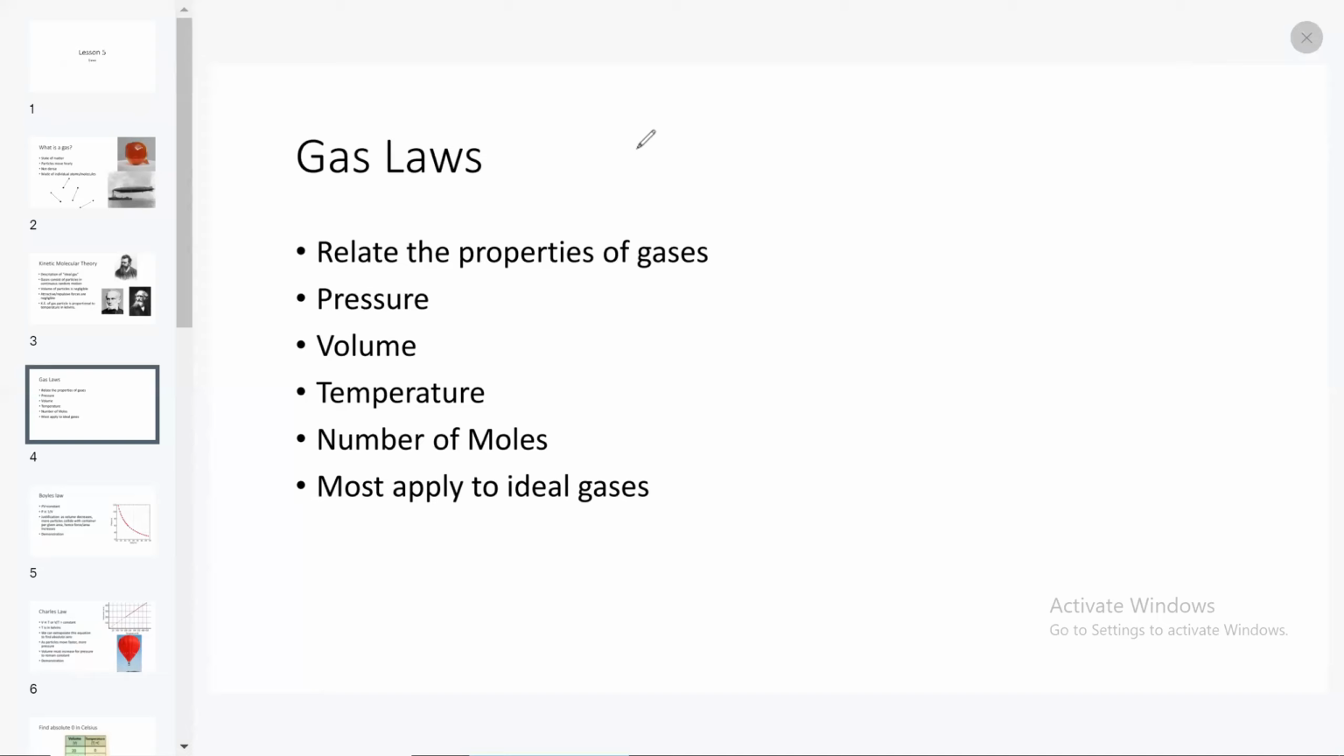Symbolically, you can say that pressure is just P, volume is a capital V, temperature is T, number of moles is a lowercase n, okay? So these are the major properties of gases that you need to know. And now we're gonna look at gas laws so that we can relate all of these mathematically, okay?